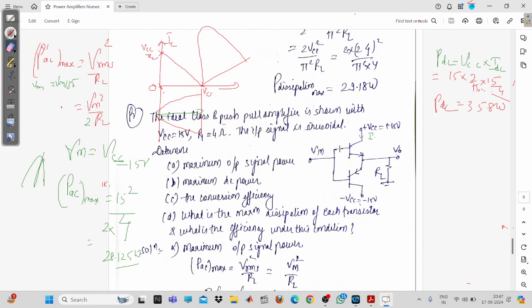So conversion efficiency will be what? Efficiency will be PAC upon PDC. So PAC is 28.125 and this is 35.8. So it is coming around 78.56% if you calculate the efficiency in percentage.